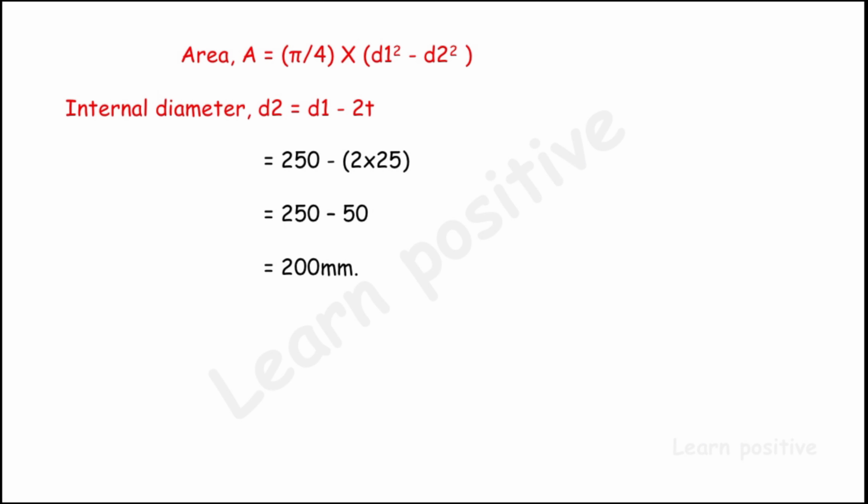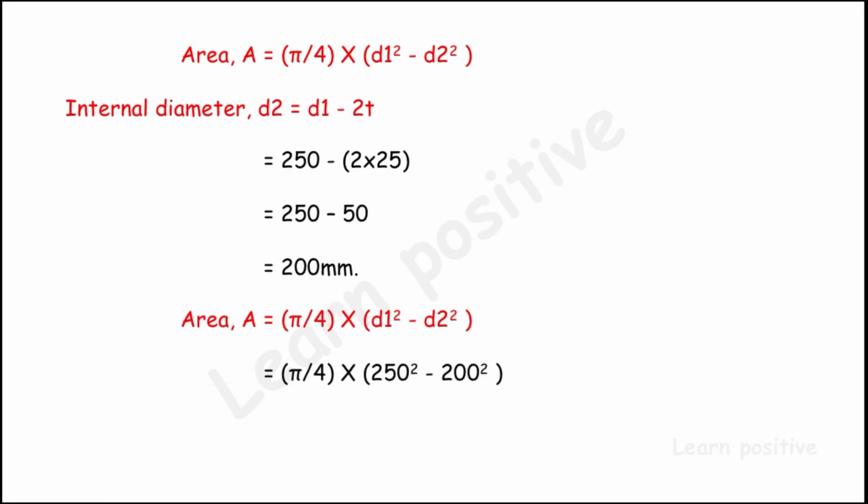Now I am going to substitute the value in the area formula. Area equals pi by 4 into d1 square minus d2 square, so pi by 4 into 250 square minus 200 square. The value will be 62,500 minus 40,000. So the overall area is 17,671.458 mm square. Now we have the value of working stress and area.